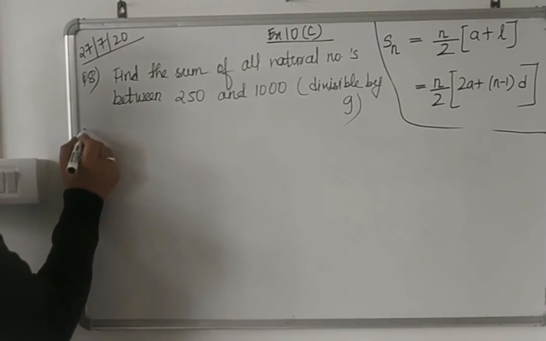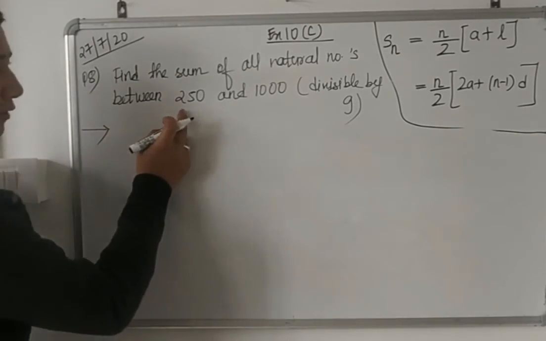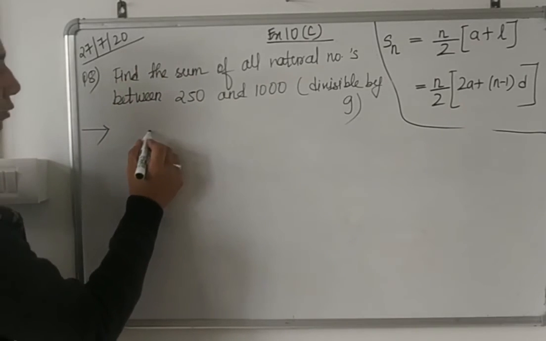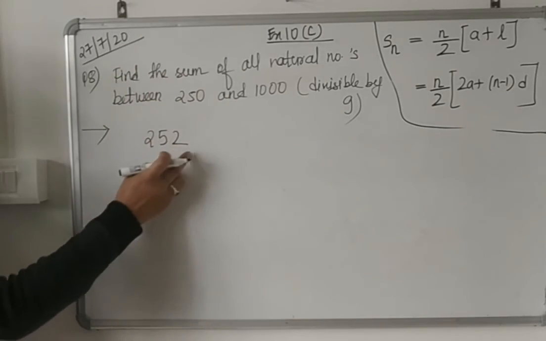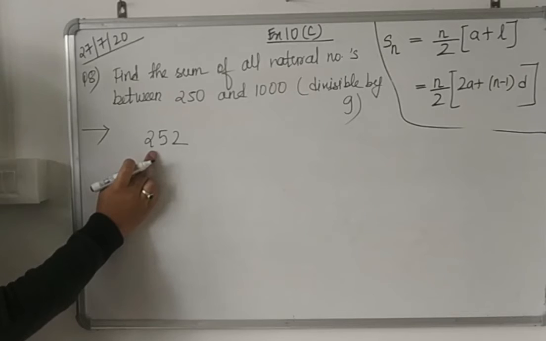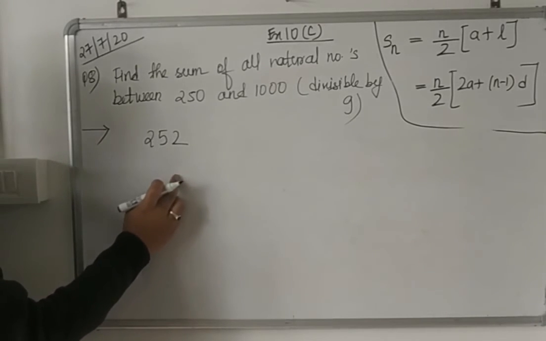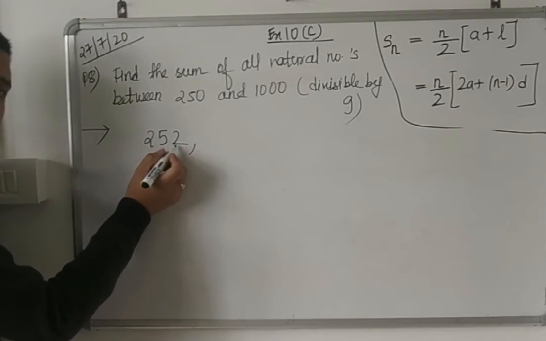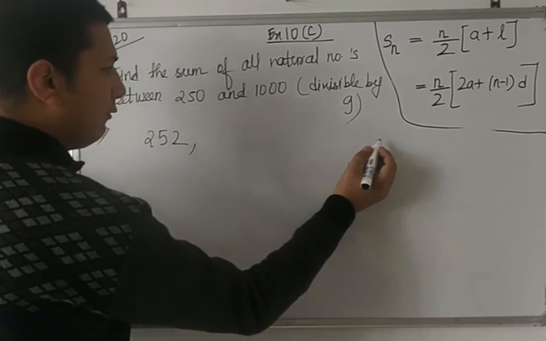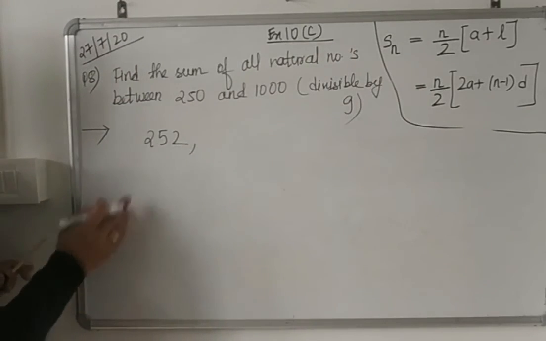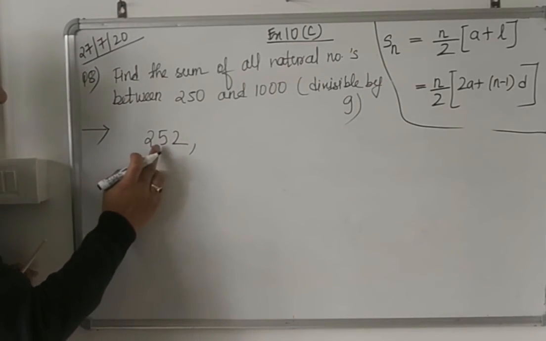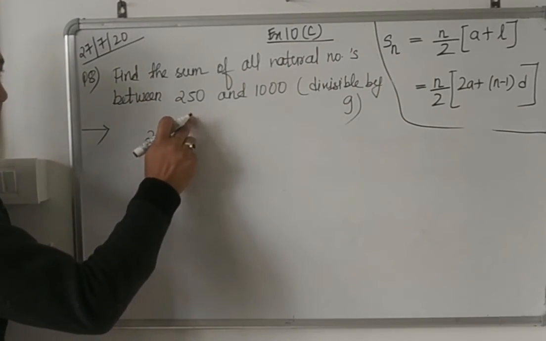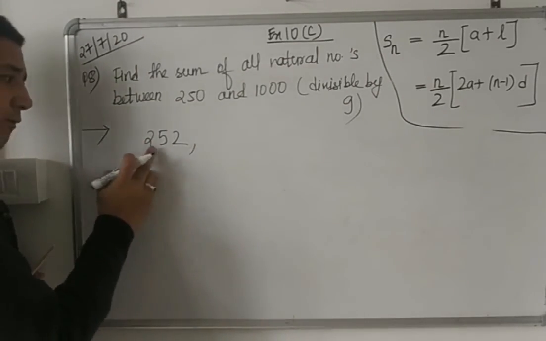The first number I am giving you: 250 is not divisible, 251 is not divisible, but 252 is. If you calculate 252, 9 twos are 18, so then 72, 9 eights are 72, so 28 times. And then the last number, we'll come to it later. Second number: 250 is not divisible by 9, but 252 is divisible by 9.